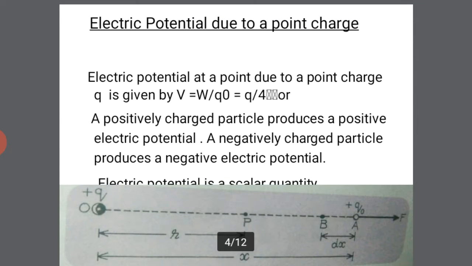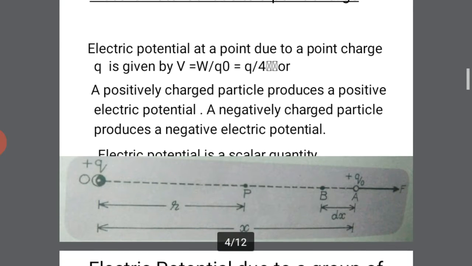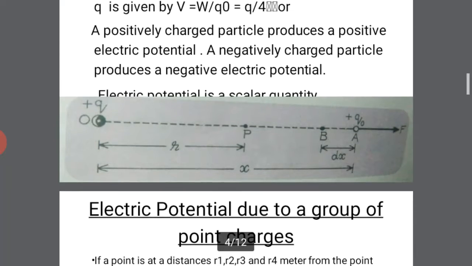Coming to the next, electric potential due to a point charge. The potential at a point is given by V equals W upon Q naught, where W is the work done in carrying the unit positive charge from infinity to a point in the electric field. On solving this, we get the formula V equals 1 upon 4 pi epsilon naught Q upon R. This is the formula for electric potential due to a point charge. Potential is a scalar quantity.